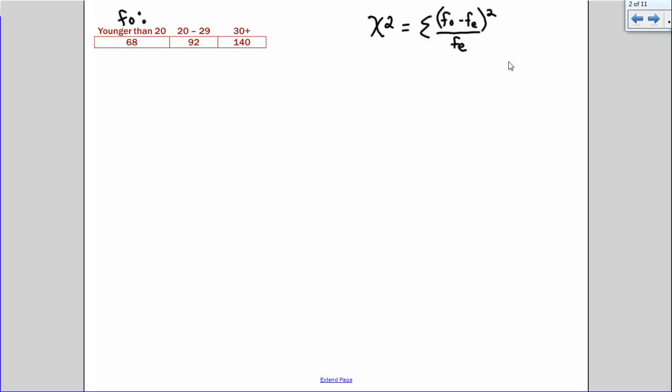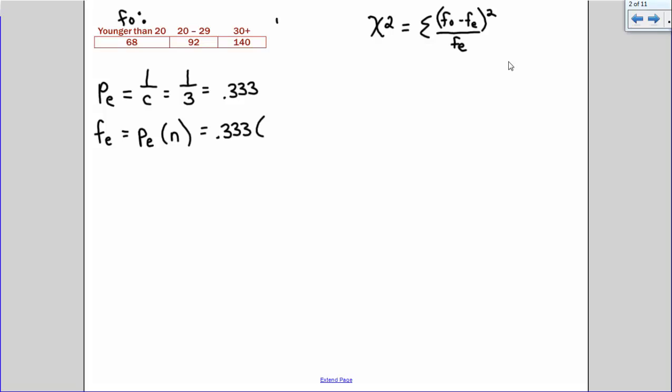And the expected frequency is dictated by the null hypothesis, which states that the age-based proportions for the number of accidents is equal in each category. So the proportion of registered drivers in each category, or the proportion expected, remember that is equal to 1 divided by C, or 1 divided by 3, which would be 0.333. So if we're using that FE formula, the proportion expected multiplied by n, then we would just say 0.333 multiplied by, well, what is our sample size? So n equals 68 plus 92 plus 140, which gives us 300. You also know it's 300 because I told you right here, 300 accident reports. And 0.333 times 300 gives you 99.9.